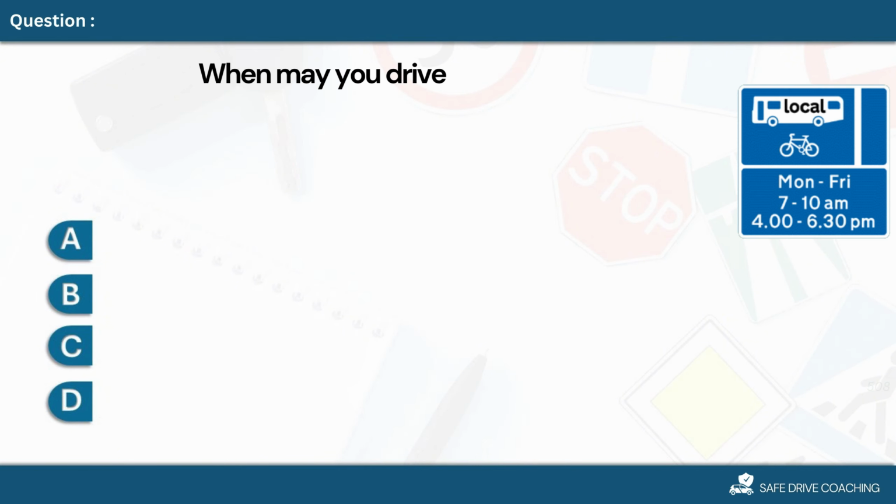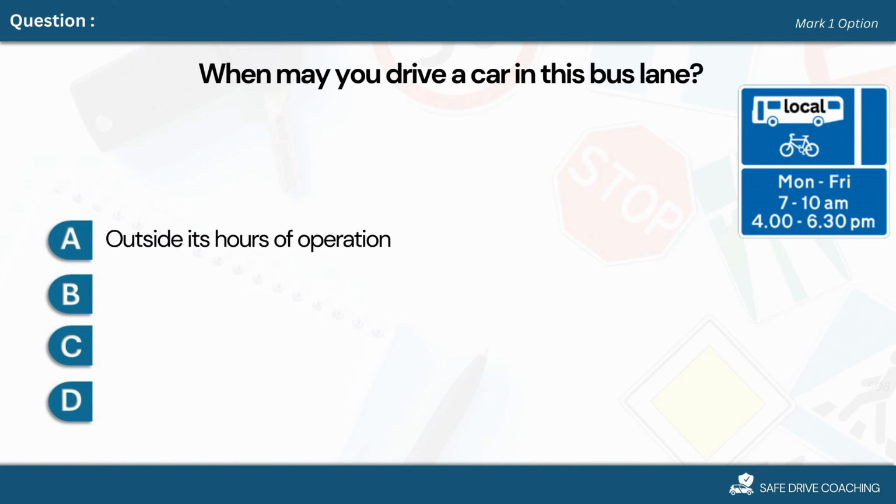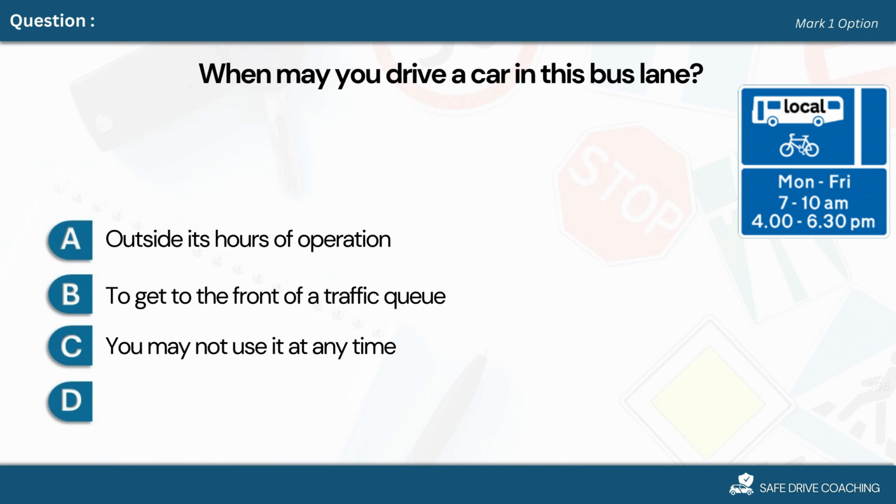When may you drive a car in this bus lane? A. Outside its hours of operation. B. To get to the front of a traffic queue. C. You may not use it at any time. D. To overtake slow-moving traffic.